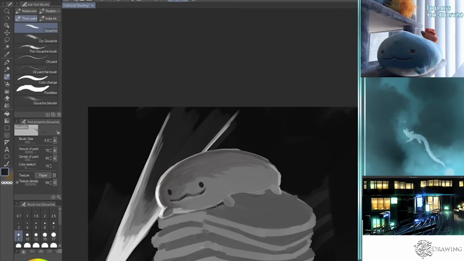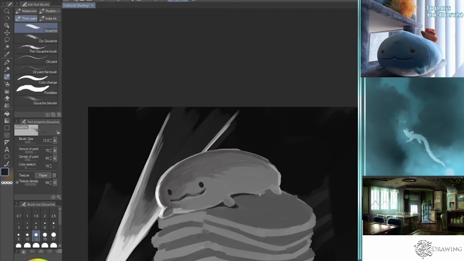Cast shadow should be down here on the pancakes. Again, if you're doing this exercise, there's no need to watch me. The VOD will be here for you. It's not like my answer is the one correct answer either.